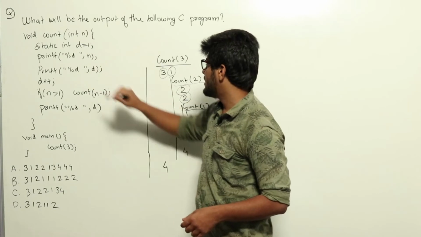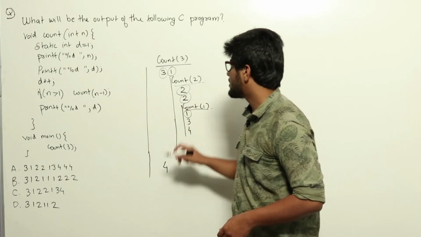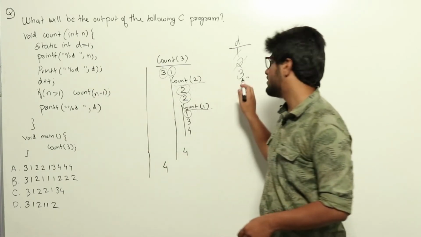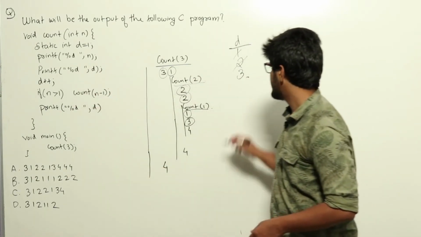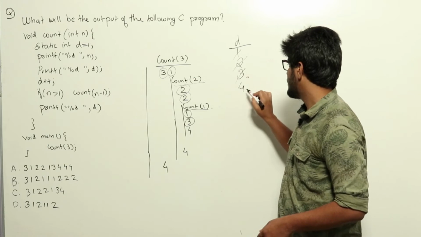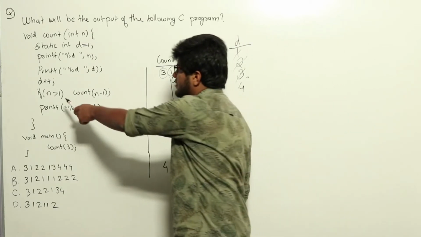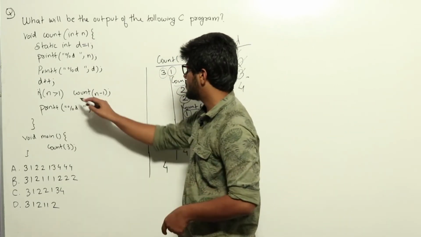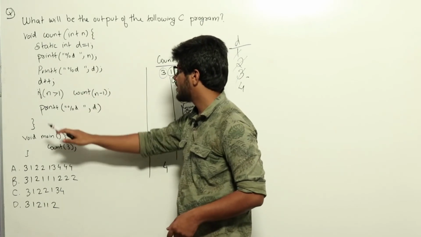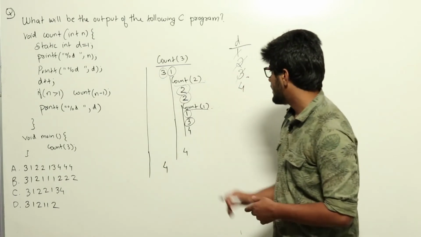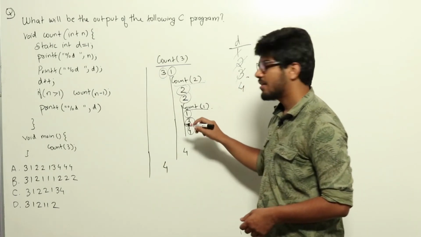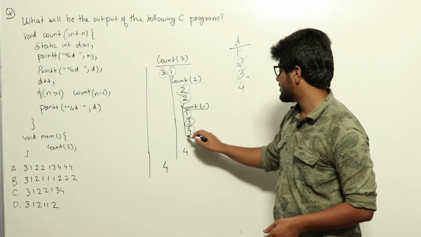So we will be calling count of 1 here. We are printing n, which is 1. After that we are printing d, so d is 3 currently, so 3 will be printed. After that d is incremented, so d becomes 4 now. If n is greater than 1, that is false, so we won't be calling count again since n is 1 now. We will be printing this statement directly, so printing d, which is 4 now, so 4 will be printed. After that we will exit from this count function.